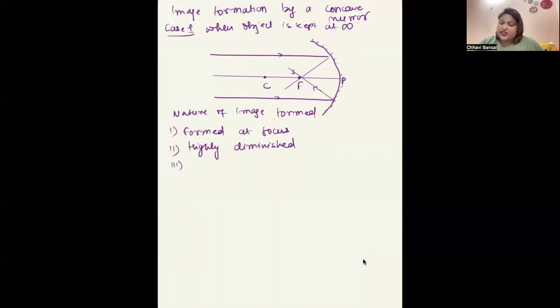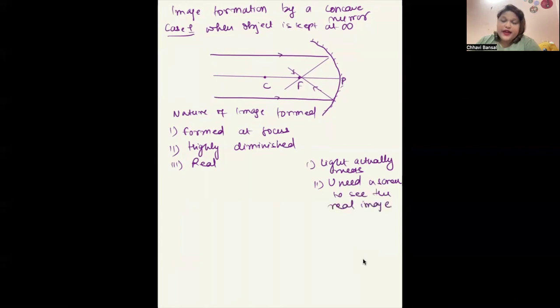Third, the image formed is real. Now, what is a real image? To understand the real image, there are two things. First, light actually meets. Second, you need a screen to see the real image. What does this mean? Now, the image is not formed on the mirror, right? The image is not formed behind the mirror. In both those cases, we can see the image in the mirror itself. But here, the image is formed at focus, which is before the mirror. To see that image, we need to have some screen, some paper, something to see where the image is being formed. Okay? So that is a real image.